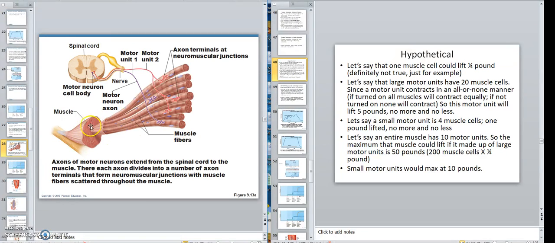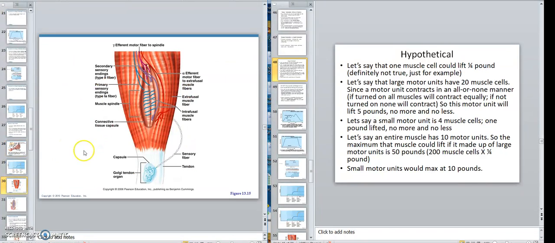Interspersed within a muscle are these things right here. These are called muscle spindles. Now listen to me. You see that spiral ending right there? There is a certain amount of stretch on these muscle spindles.